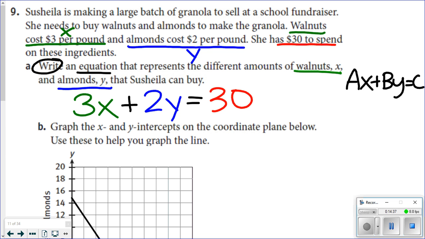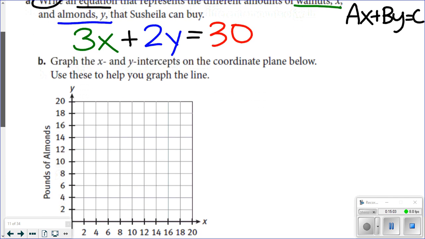Now, we don't know how to graph in standard form. So I could convert this to slope-intercept form in order to graph, because we could plot the y-intercept and then we could use the slope to plot more points. But actually, the book says in question B to graph the x and the y intercepts on the coordinate plane below.